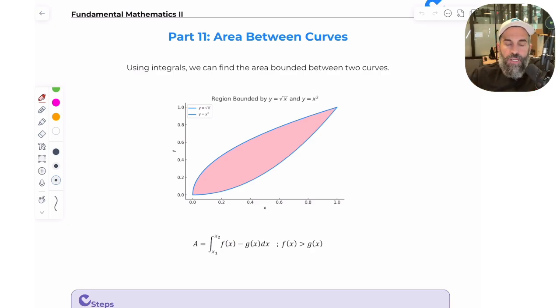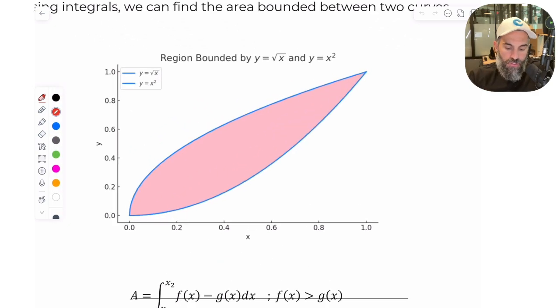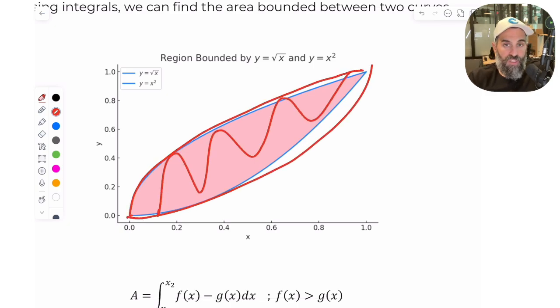So what we're going to learn in this chapter is how to calculate the area between two curves, which is exactly what it sounds like, right? Look at this picture. You have two functions here. You have two curves. You have this blue one, or now is red, and you have this one, and I want to know the area between them.